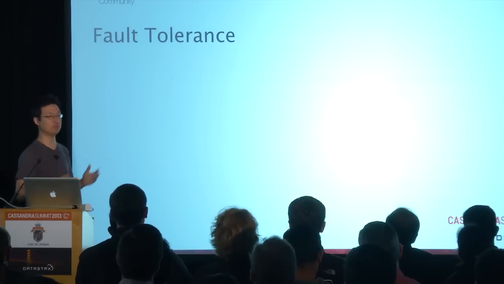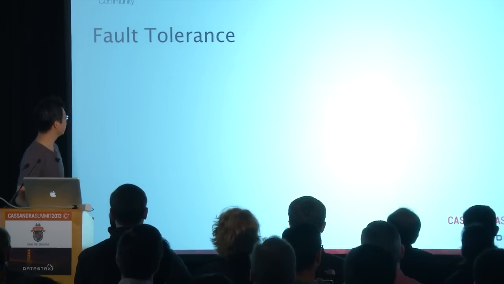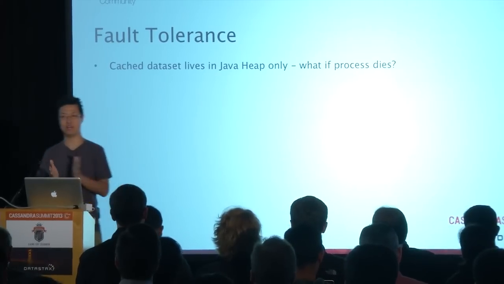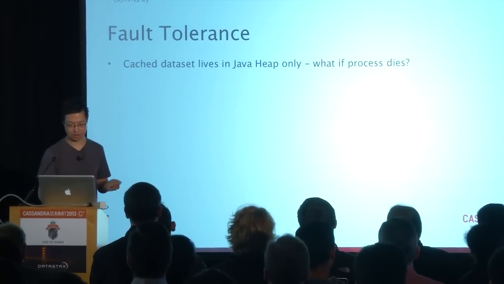But what happens if there's a fault? Right, this is always the big question. So cache data sets only live in a Java heap. What happens if the process dies?